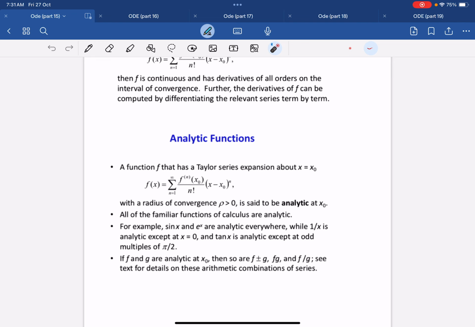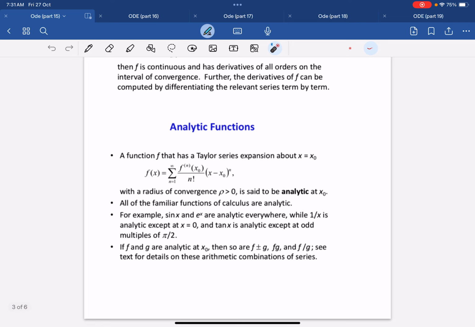Some common analytic functions are sin x, e^x, and any polynomial. 1 over x is analytic everywhere except x equals 0. And if f and g are analytic, then the sum, the product, and the quotient are also analytic.